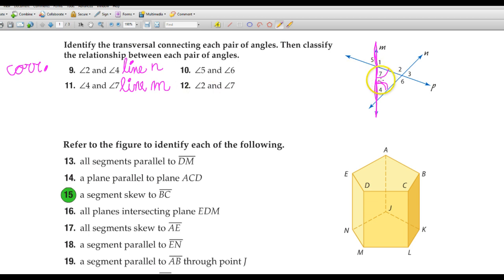Then we want to classify the relationship. So they are on the same side of the transversal, both to the right of this line. And if we look at these two lines right here, they're both on the inside of these two lines. So the inside would be in here, the exterior would be up there, and down here. So those are same side interior, or consecutive interior.